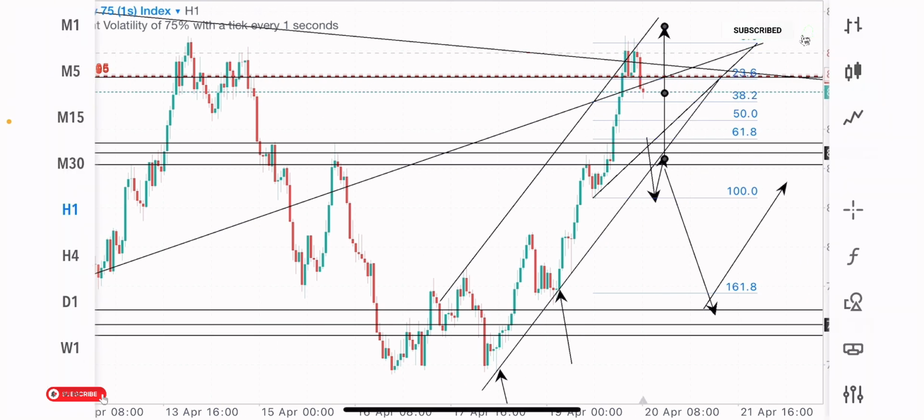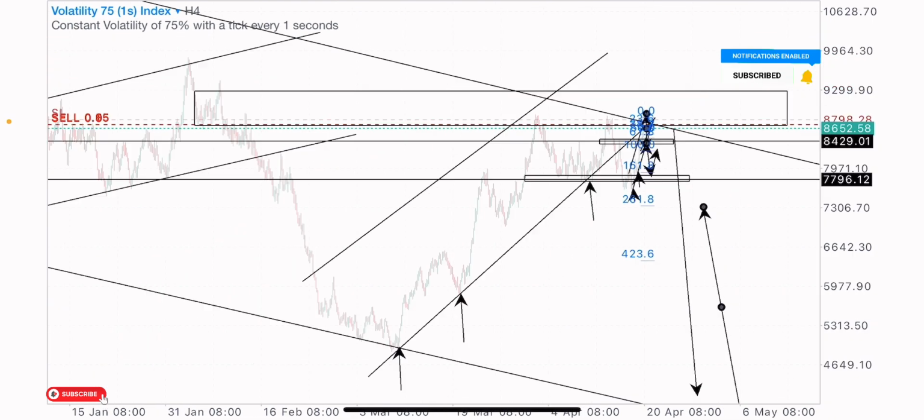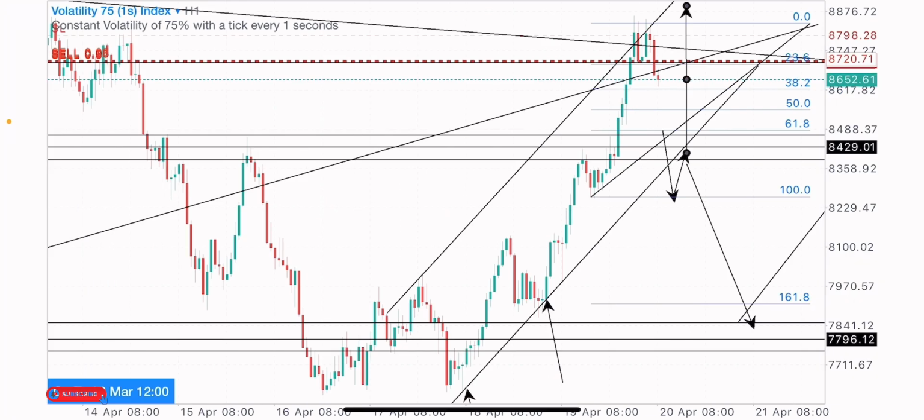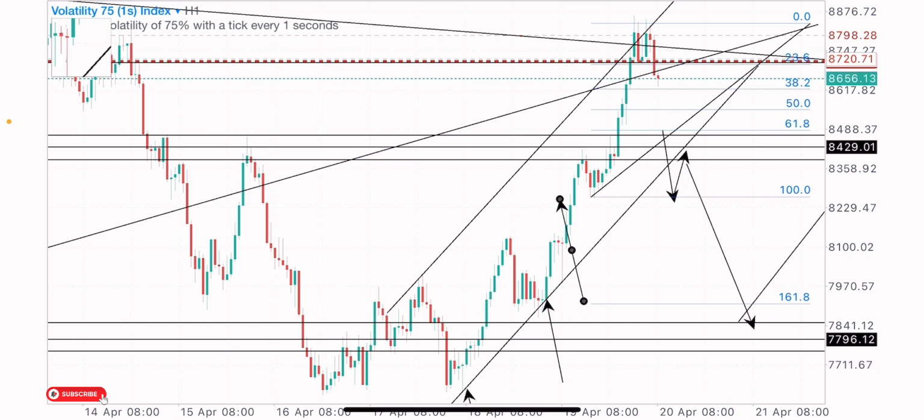So I'm just two-sided on this analysis. So let's just pay attention as well to market formations and market reactions. Let's always be flexible with our analysis and work with the market movement. Also market reactions from this point for the buys.